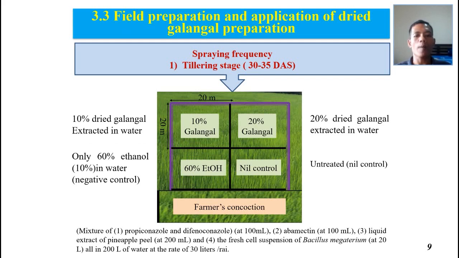This is the plot layout and the field, how I divided the field for the different control measures. I used 10% dry galangal and 20% dry galangal, and only 60% ethanol as a negative control, and also a net control without any control measure. Another is the farmers' practice, which is a mixture of chemicals and bio-foliar sprays. Nowadays it is quite popular among farmers. I sprayed only one time during the rice growing period, at the tillering stage.